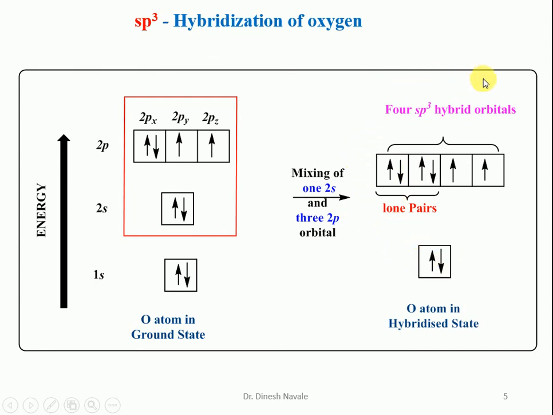This is the representation for the oxygen atom in the hybridized state. During the hybridization step, four sp3 hybridized orbitals will be formed, because there is a mixing of one, two, three and four orbitals. Out of these, two orbitals, which belong to the 2s and 2px, will contain the pairing of electrons, and that is formed as the lone pair. That's why there are always two lone pairs of electrons on the oxygen atom. This is the representation of the sp3 hybridization of the oxygen atom.